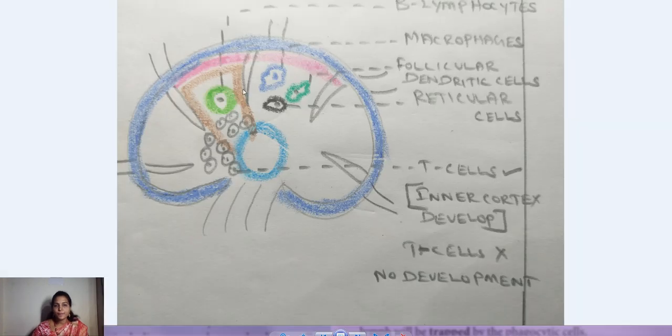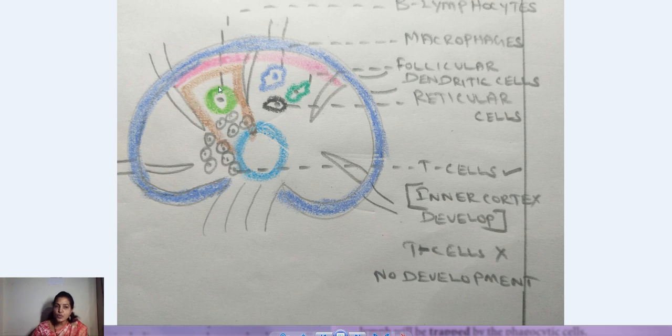Okay, you just see what I said already. The cortex region has two regions, outer cortex and inner cortex. In the outer cortex, there are B lymphocytes, right? And what is there in the inner cortex? These are the T lymphocytes. So B lymphocytes as well as T lymphocytes are both present in the cortex region.